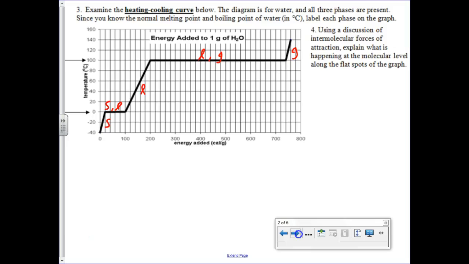A couple other things I want to point out on this graph that you can figure out. Thing number 1 is you can figure out the specific heat capacity based upon the slope of those inclined areas.